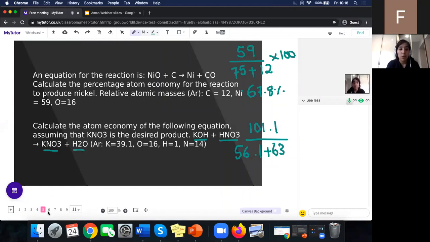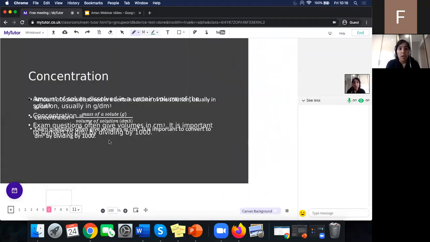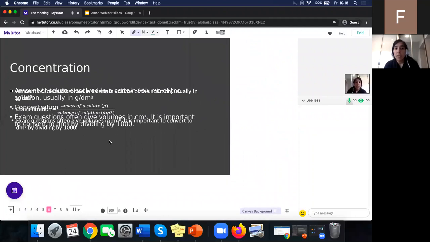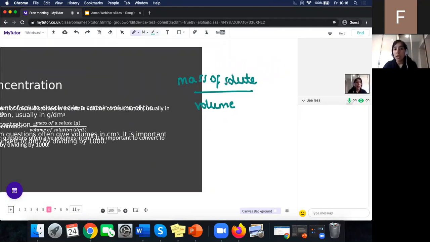Okay, let's go on to concentrations. Again, sorry, I don't know what's messed up that slide. So concentration equals the mass of a solute, in grams, divided by the volume. And before we do any questions, what's really important is that we know the units. The mass is always in grams and the volume is always in decimeters cubed.